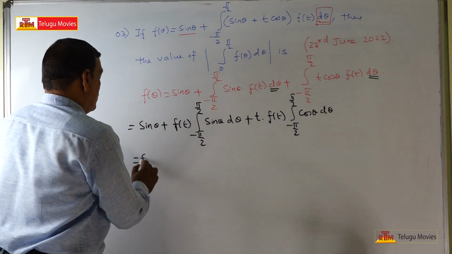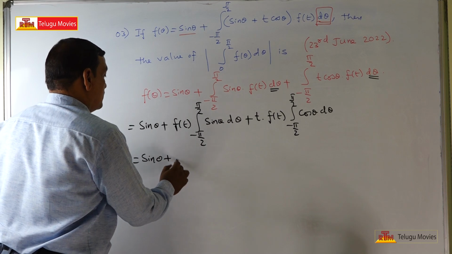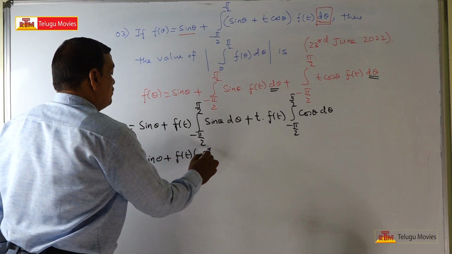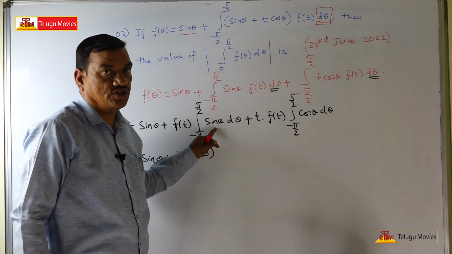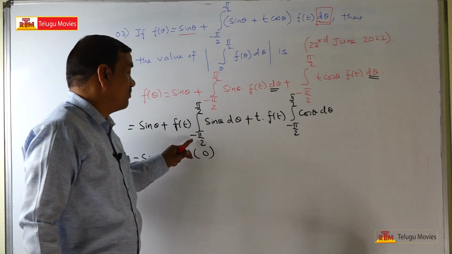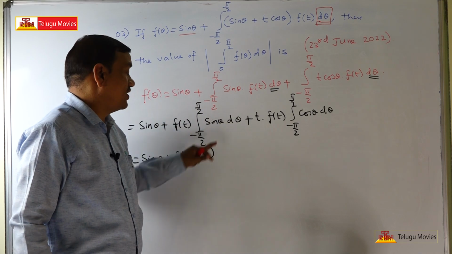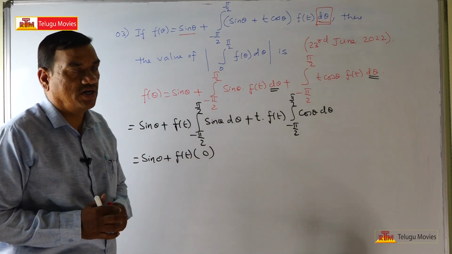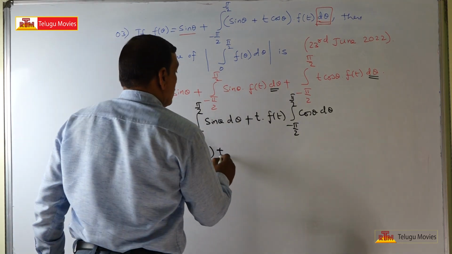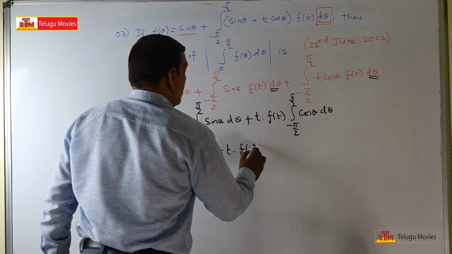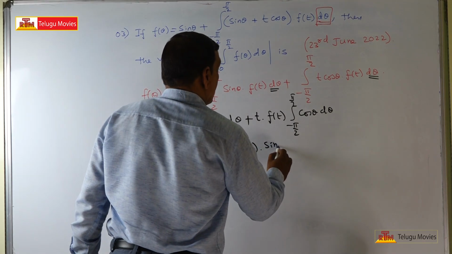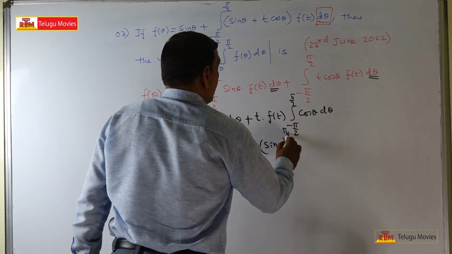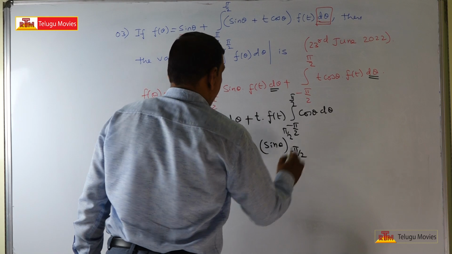Now, this is equal to sin theta plus f of t into, this value you can write down 0. Why? Because here sin theta is an odd function. Sin theta is an odd function, therefore from minus pi by 2 to plus pi by 2 an odd function will become 0. We have one property, plus t times f of t, the integral of cos theta is sin theta. So this is upper limit pi by 2, lower limit minus pi by 2.